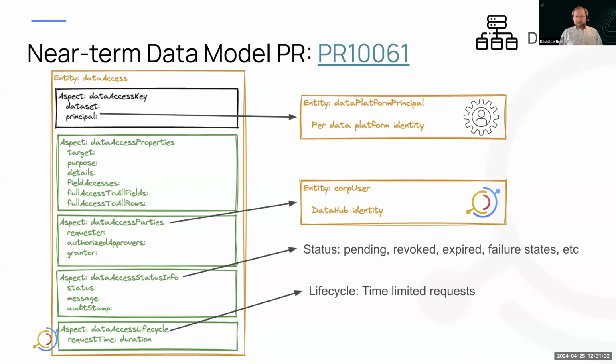Some of the detail that it goes into is defining the status information about this particular access request: pending, revoked, expired, various failure states, and being able to expose all of this information in the UI potentially. And it also supports things like time-limited requests, like I would like to grant access or request access for this particular data set for a month or a day or something like that. And one thing you'll note there, I didn't call it out on the slide, but the data access properties does include things like field level or fine-grained access in here as well. All right, next.